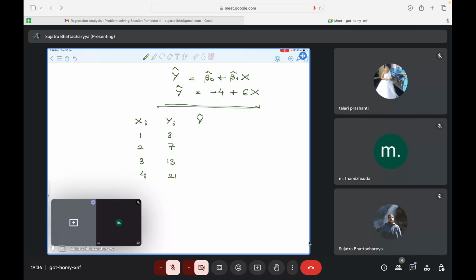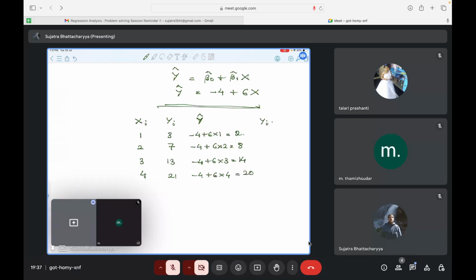So what will y hat be? Minus 4 plus 6 into 1, that comes out to be 2. Minus 4 plus 6 into 2, 12 minus 4, 8. Minus 4 plus 6 into 3, 18 minus 4, 14. Minus 4 plus 6 into 4, 24 minus 4, 20. So these are the y cap values.